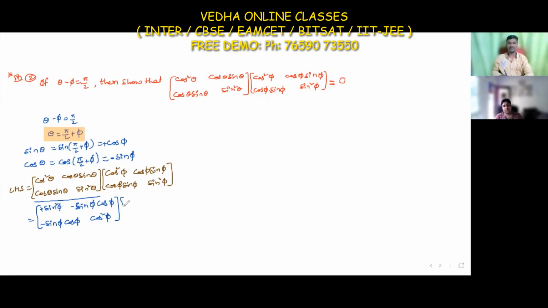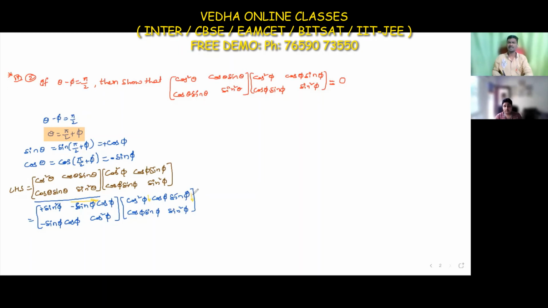What about the second matrix? The second matrix is as usual: cos square phi, cos phi sin phi, cos phi sin phi, sin square phi. Now multiply. How do we multiply? The first matrix rows we multiply with the second matrix columns.